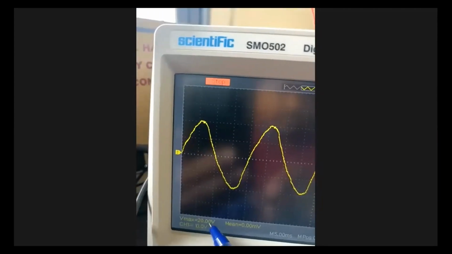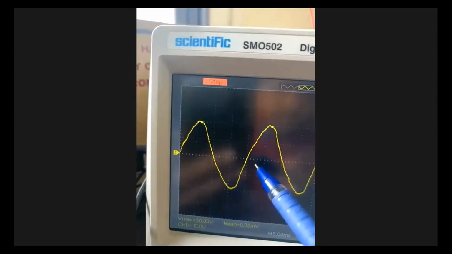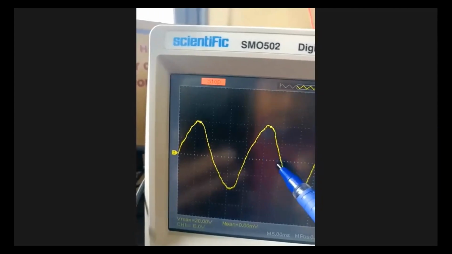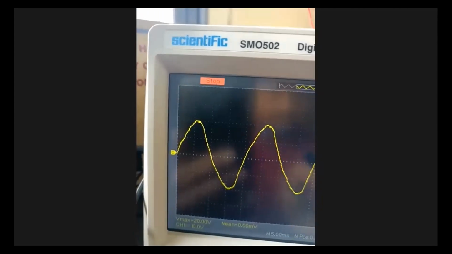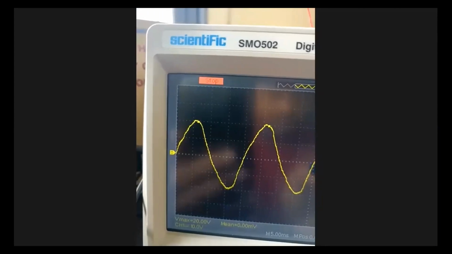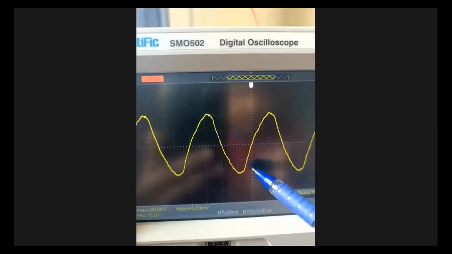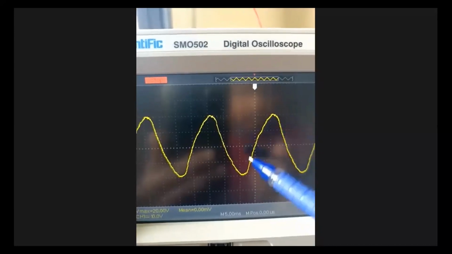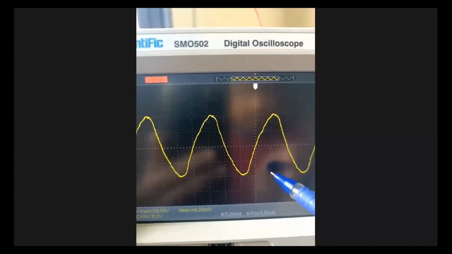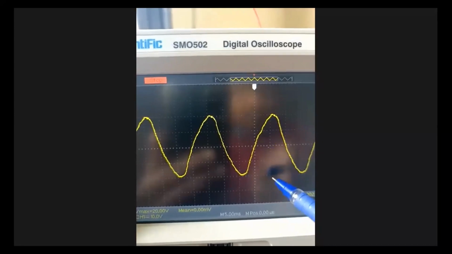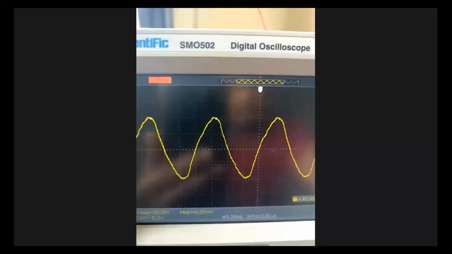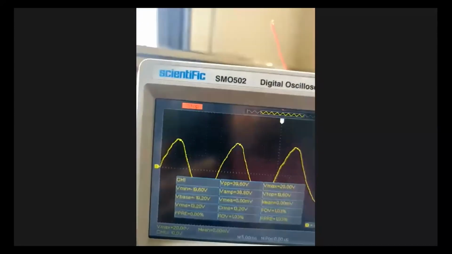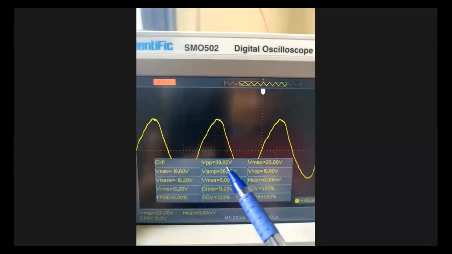Is that 20? Yes. So the peak value is 20 only. Upper side, 2 blocks it has reached. For the lower side, 1 and 2, again 2 is there. So peak to peak here 20, here 20. How much is the total peak to peak value? 40 only, na? I'll show the peak to peak value here. Here we got 39.6 something.